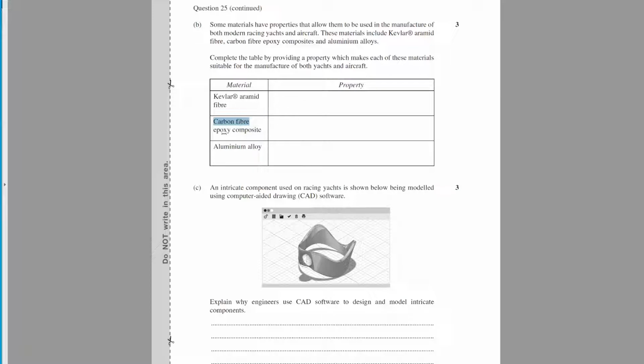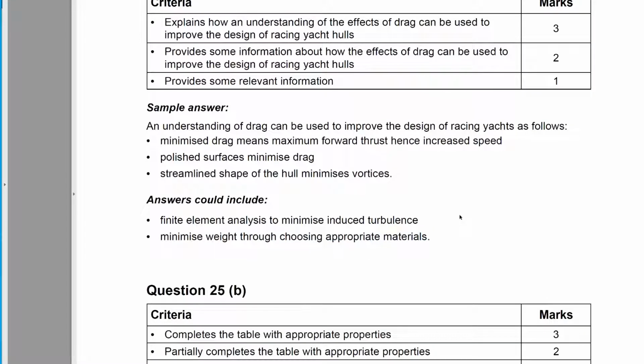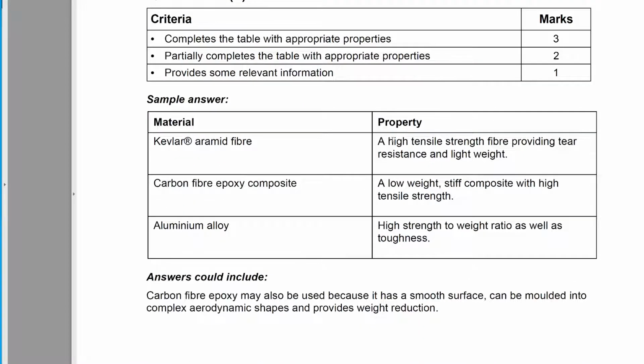CFRP, so carbon fiber reinforced polymer or epoxy composite. We've already talked before about good corrosion resistance and good fatigue resistance. So that's a property. Aluminium alloy has a good strength to weight ratio and good corrosion resistance, or relatively, it has a passive oxide layer, which means it's less likely to corrode. It can also be TIG welded. It doesn't say a mechanical property, so just keep that in mind. We can talk about density or conductivity or anything.